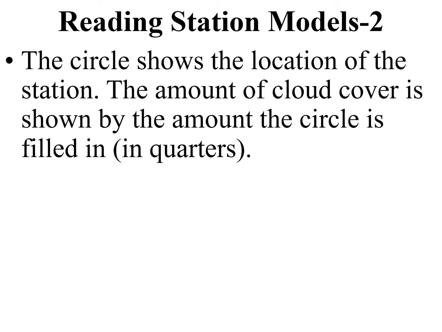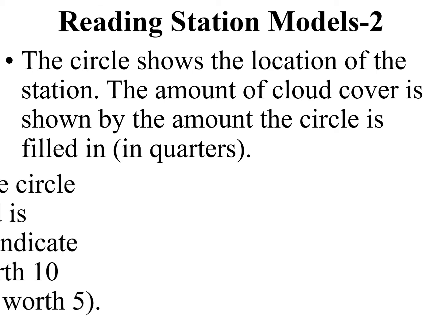So the circle shows the location of the station, right? It's right over the city where the data was taken. The first thing is the amount of cloud cover, and that's shown by how much the circle is filled in, and it's always in quarters. If it's 15% cloud cover, they would say it's 25%. You go to the nearest 25%. So 0, 25%, 50%, 75%, 100%. And if it's not quite that, and when would it ever really be that, nobody really cares. You just make it as close as possible.